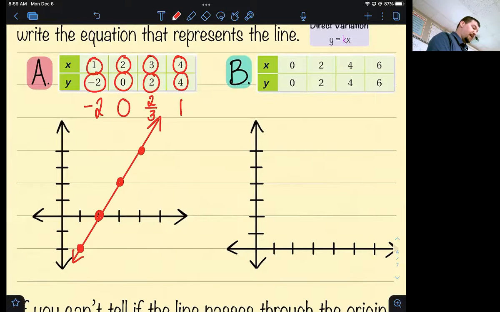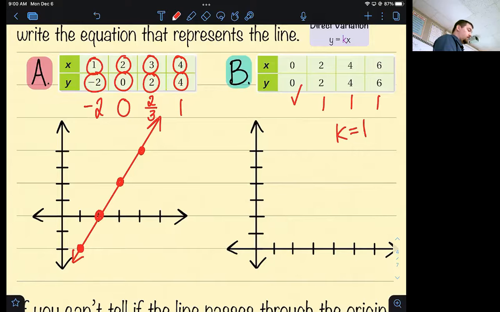Now, this next graph definitely goes through the origin, doesn't it? What's 2 divided by 2? 1. What's 4 divided by 4? What's 6 divided by 6? I keep getting the same answer, don't I? So what's that constant answer? 1. So K is equal to 1. When you're using that dividing method, not only does it tell you if it's proportional, in this case, yes, it is, it also tells you what your K is.